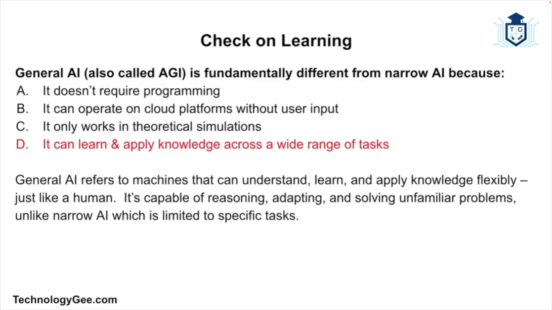So general AI, this refers to machines that can understand, learn, and apply knowledge flexibly, just like a human. It's capable of reasoning, adapting, and solving unfamiliar problems, which, unlike narrow AI, is limited to specific tasks.